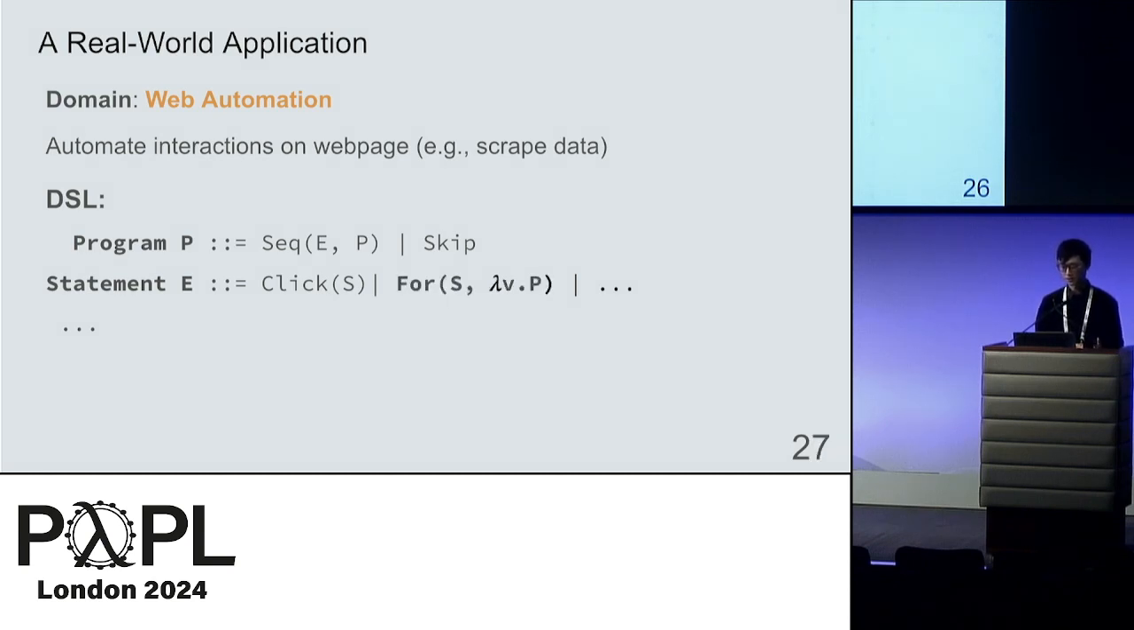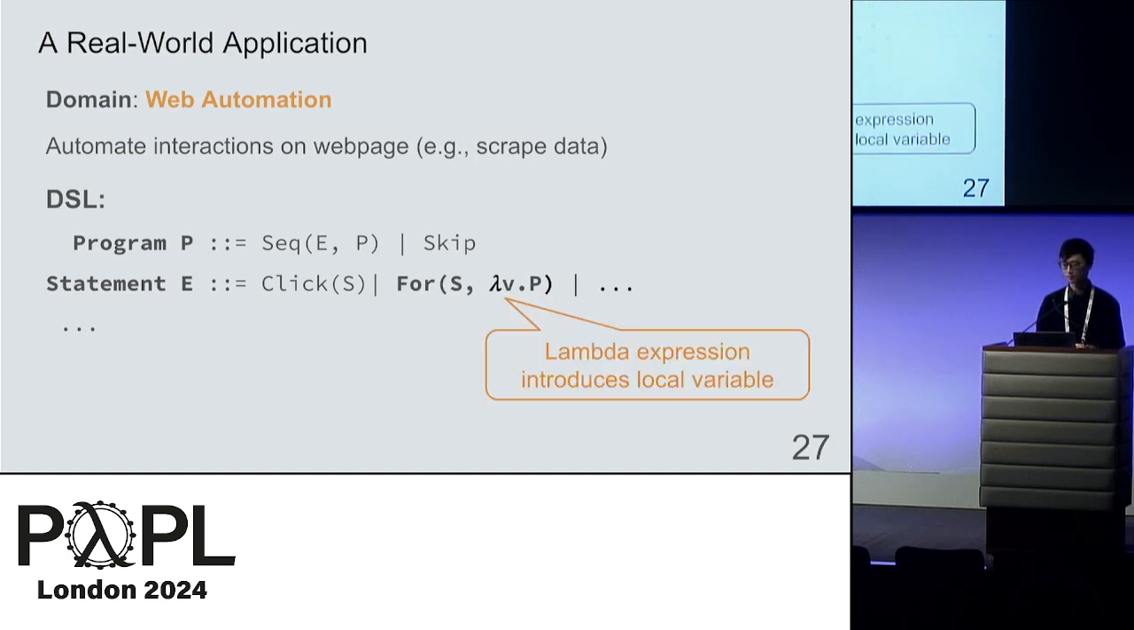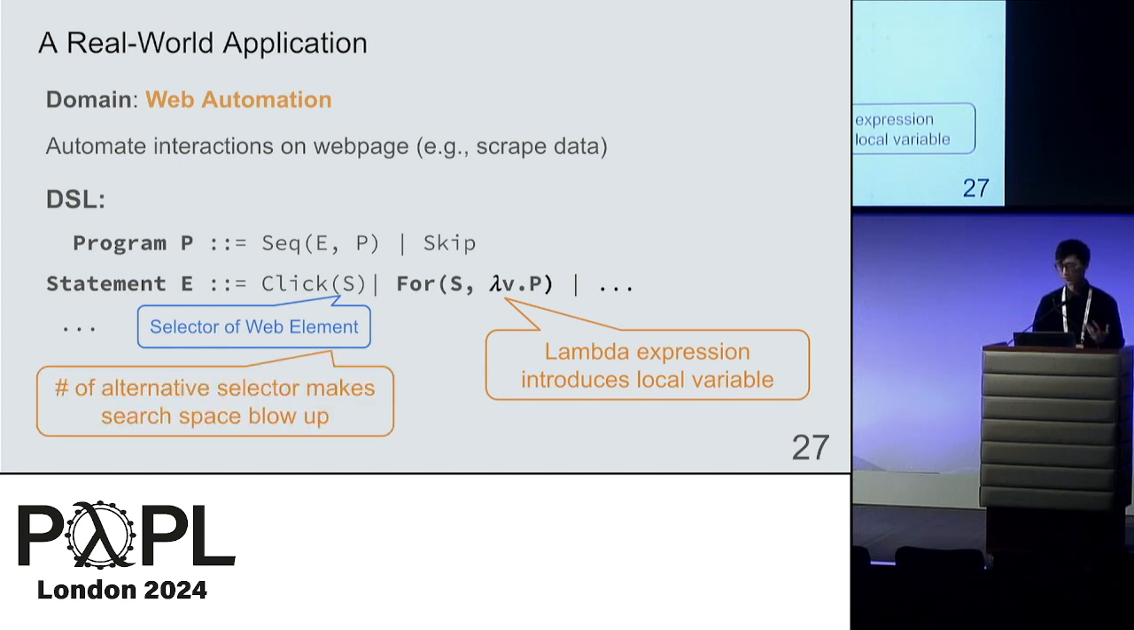As you may notice, we use the lambda expression to represent the loop body, which in turn introduces a local variable in this domain. Finally, we have the selector, which is used within the statement to locate some web element. And the fact is that there can be tons of alternative selectors for each statement, which makes the program space blow up very quickly. So this is also why this domain of problem is very challenging to solve.